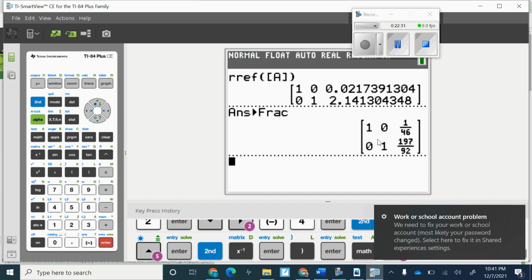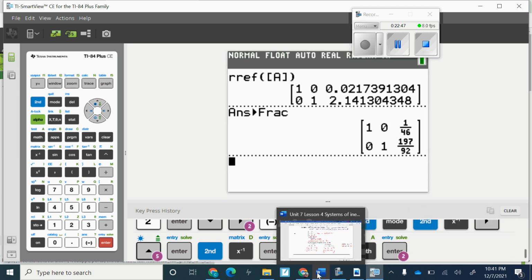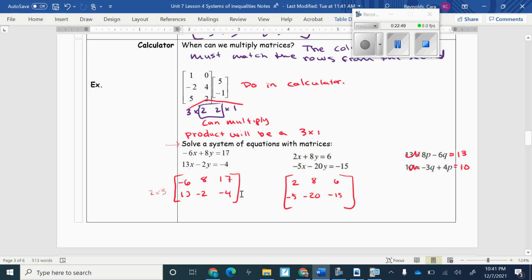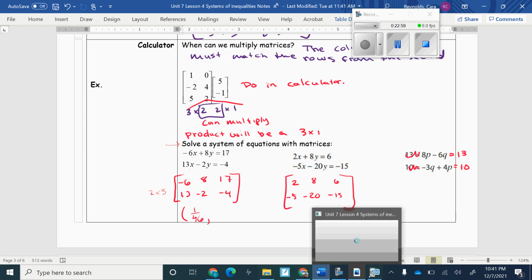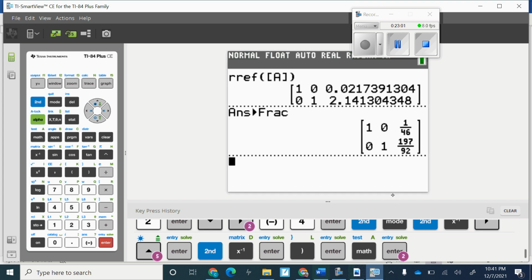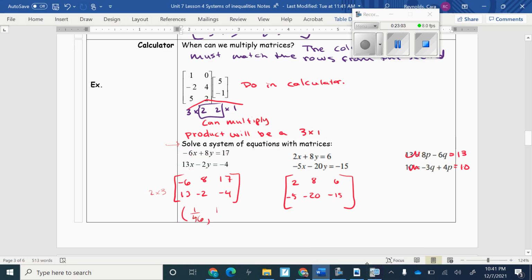But you should always have a diagonal of 1s and a diagonal of 0s, unless it is no solution or all real numbers. And so we'll talk about what that looks like in class. But this is now in alphabetical order based off of the way that I put them in. So 1 over 46 is the x value. And then the second value is your y value. So 197 over 92.